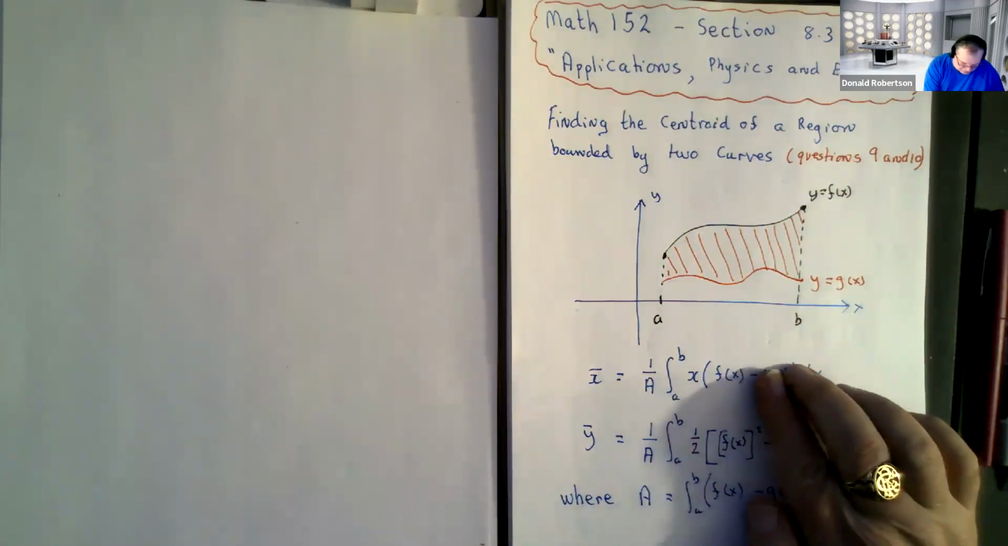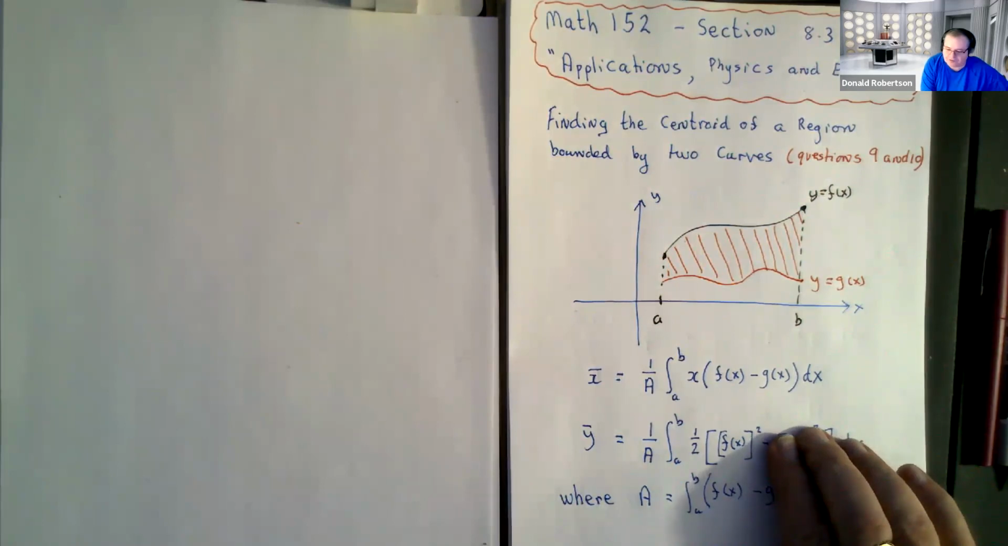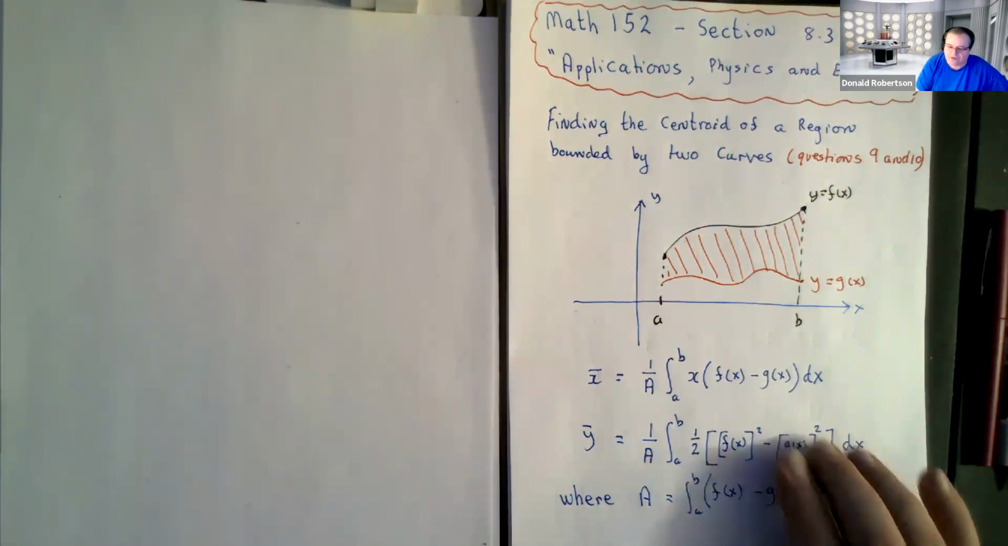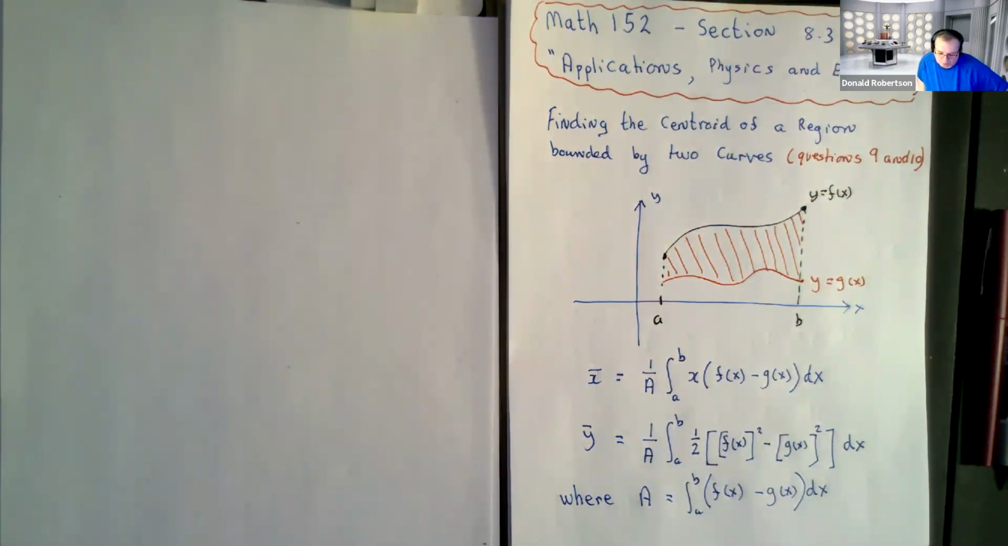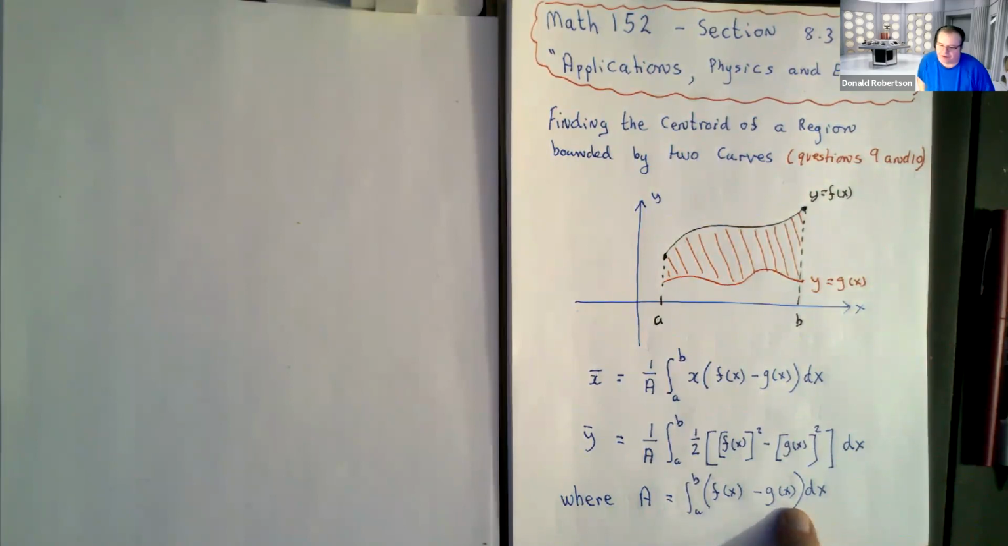If you cover this part up, can you see x times f of x? And if you do the y bar, it's this one. If you cover this piece up, you see the half f of x squared that we did when it was an area under a single curve. And A is the integral from a to b of f of x take away g of x.